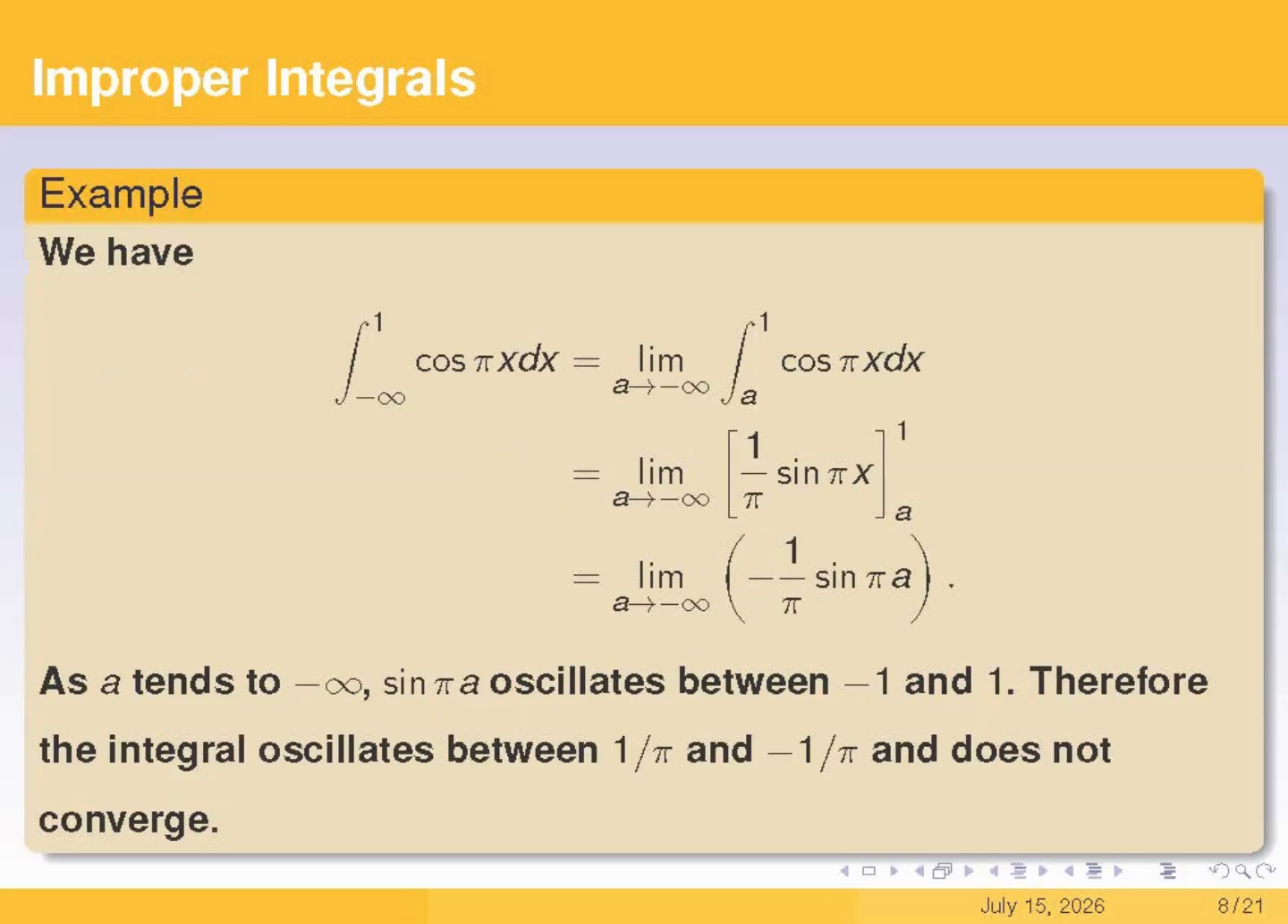In this example, we're going to compute the improper integral of cosine pi x from negative infinity to 1. First, we rewrite it as the limit of a definite integral, like you see in the first line on the screen. Once we calculate the definite integral, we let a go to negative infinity, as shown in the fourth line. Now, as it goes to negative infinity, sine pi a is undefined because it keeps oscillating. This means that the limit does not exist, and therefore, this improper integral is divergent.